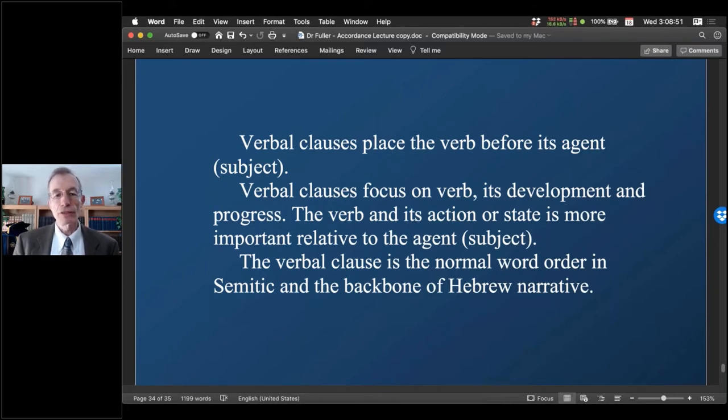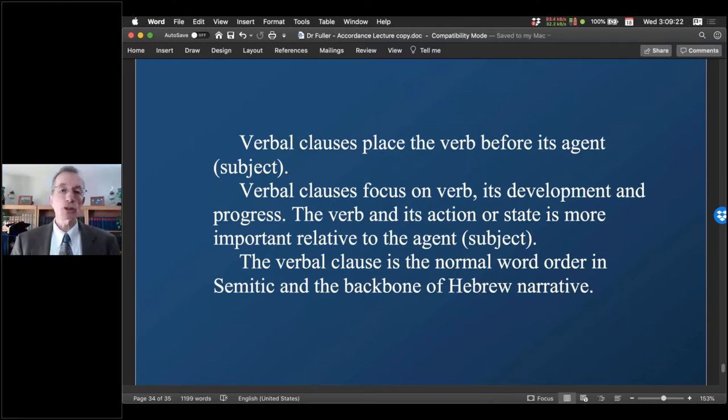So the verb and its action or state is more important relative to the agent or the subject. In other words, if you have a verbal clause, it's the verb, its development, its progress, its action, its state that's more important relative to the subject, okay? So again, we're not saying the subject is not important. The subject is important, obviously.